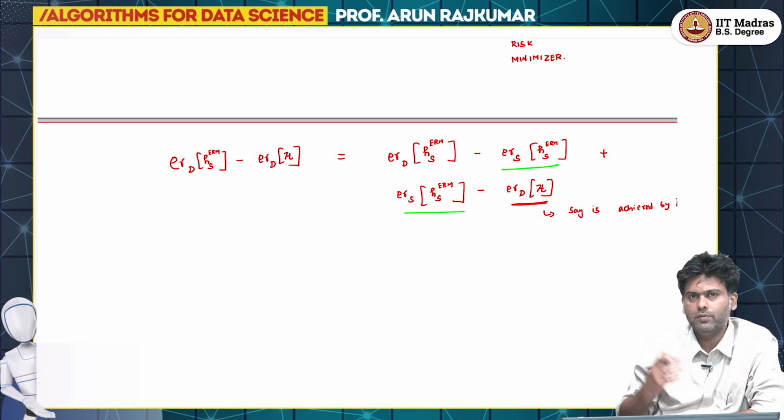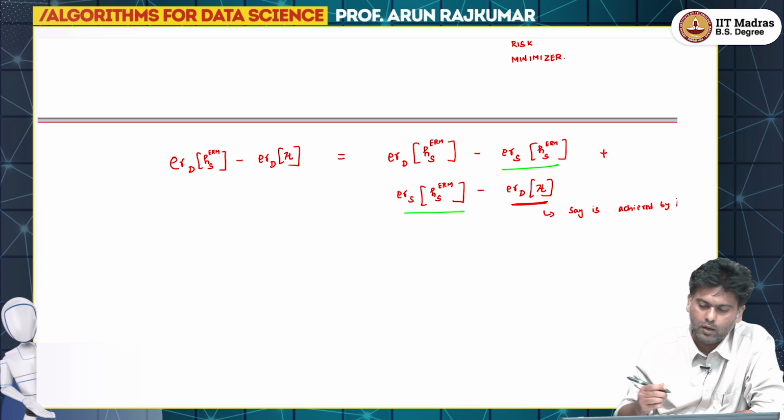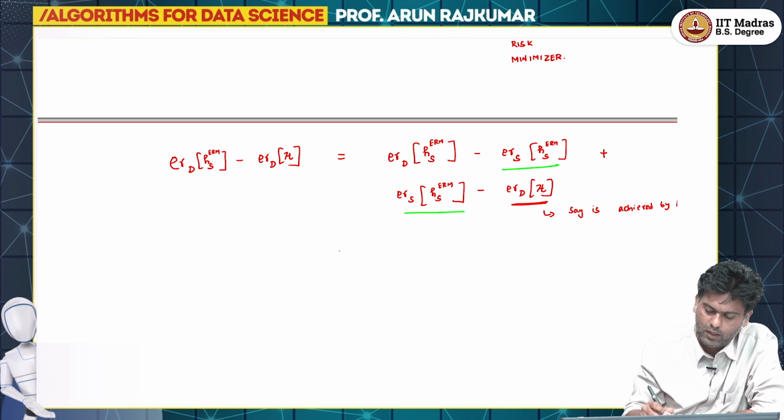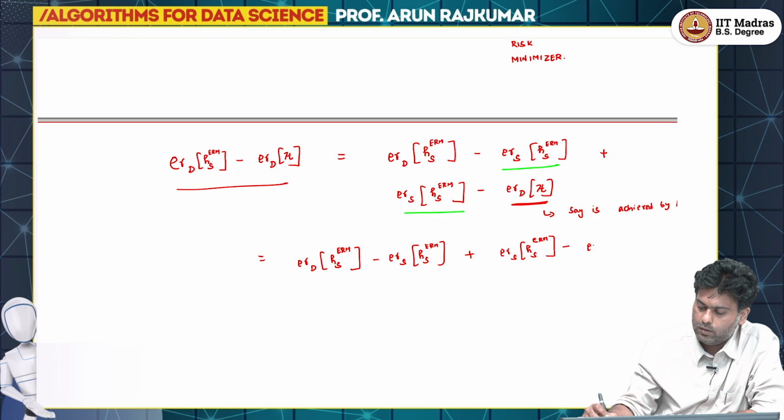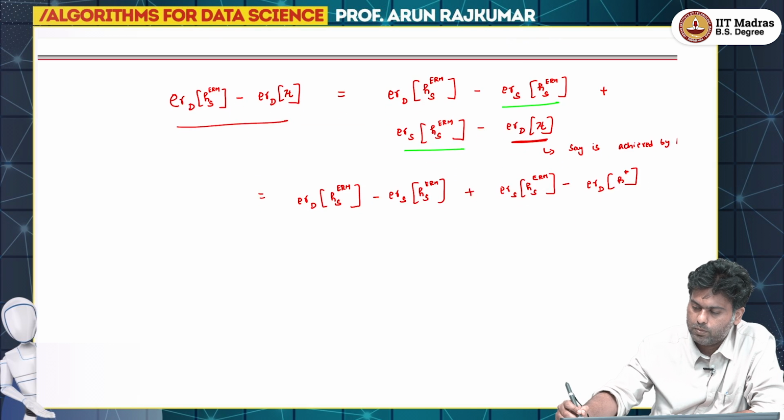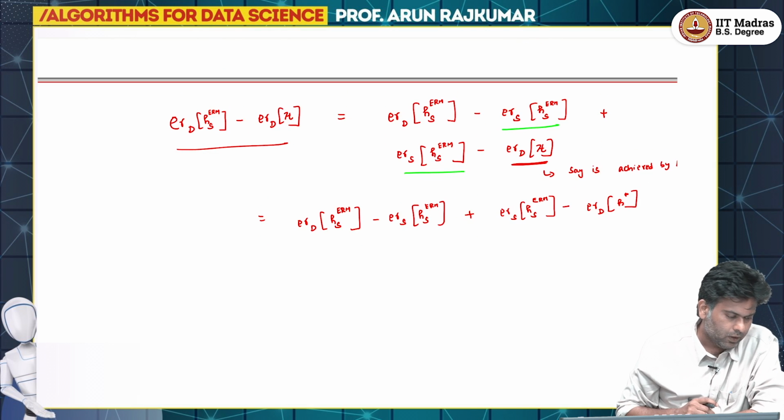There is some classifier H star in my capital script H which achieves the least test error. Let us call that H star. So what we are essentially saying is, we want to study this quantity, which we have split into the test error of my ERM minus the train error of my ERM, plus the train error of my ERM, minus the test error of the best possible classifier, which I am going to call H star.